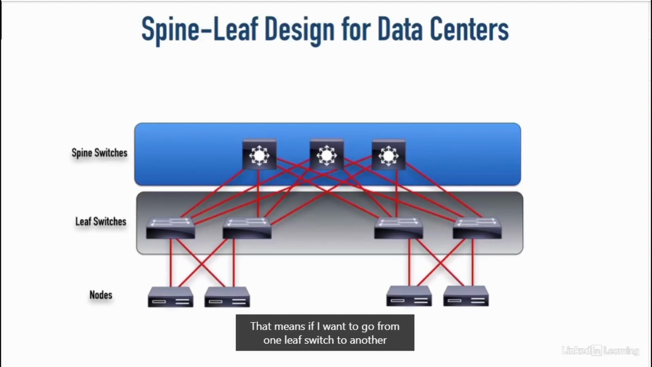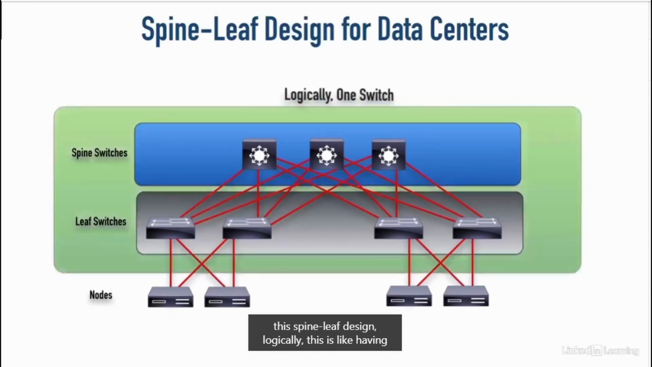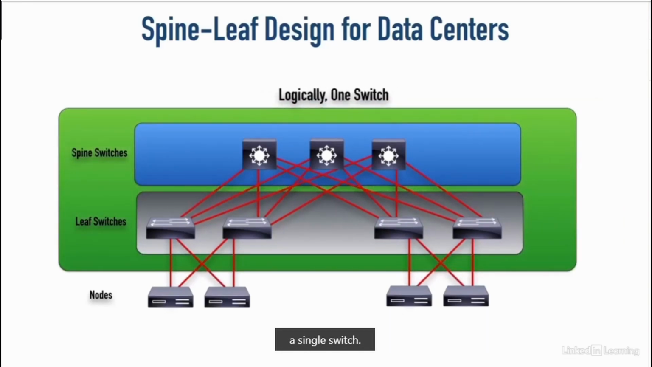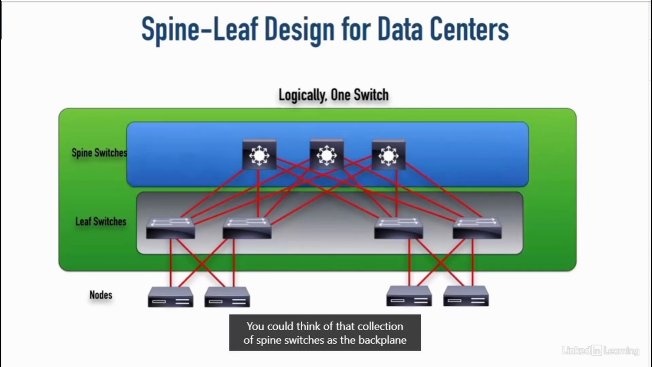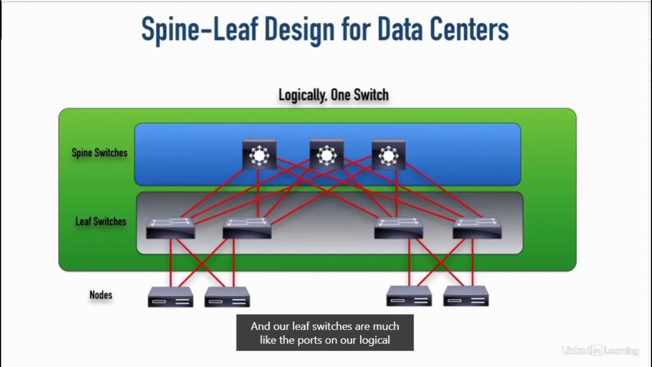That means if I want to go from one leaf switch to another leaf switch, maybe to go between servers, I only have to go through one spine switch maximum because I'm connected to every spine switch. And if we think about this two-tier architecture, this spine leaf design, logically, this is like having a single switch. You could think of that collection of spine switches as the backplane of our logical switch. And our leaf switches are much like the ports on our logical switch that connect out to our end devices. And again, this is commonly seen in data center environments to give us optimal traffic flow and lots of redundancy between our servers.